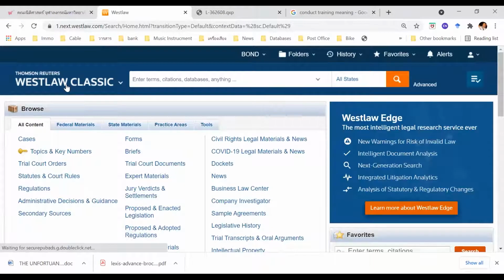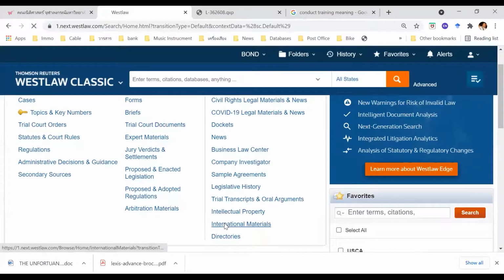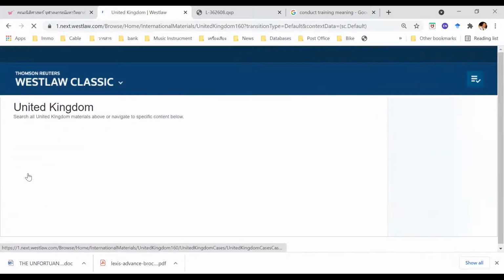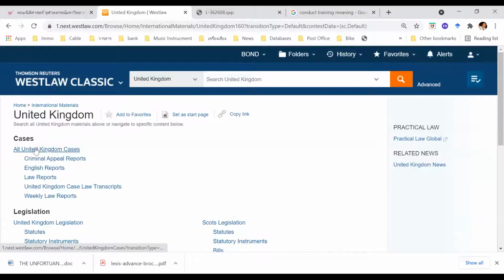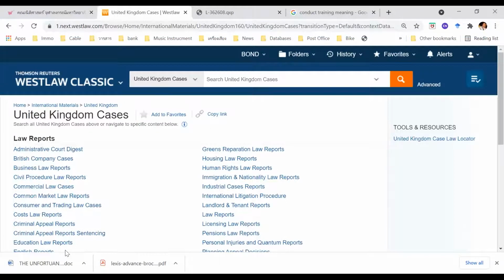So what about the UK case? Suppose I have a UK case too. Just go back to this one, international materials. I have a reference that mentions a UK case. I want to search in the United Kingdom and search for the cases, or United Kingdom cases again. UK cases are quite different.